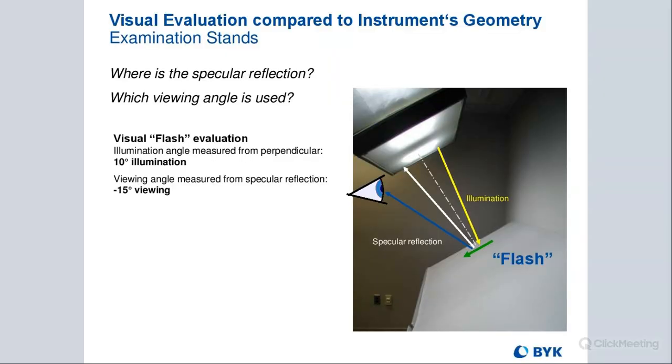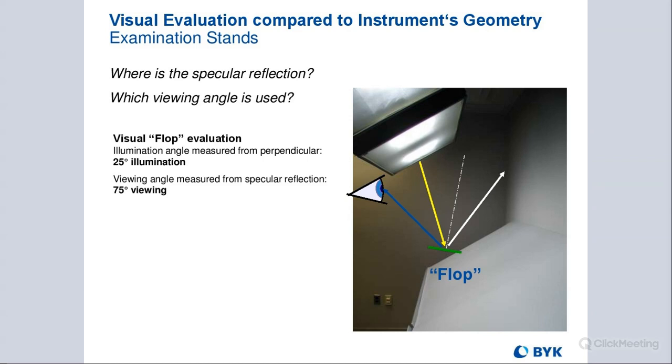If we look at the flash, now we're illuminating at 10 degrees, and our viewing angle from specular reflection is minus 15. So this is not how we do it in the instrument again, but we're just giving you examples to show you what you can do in the light booth to match as closely as possible to the instrument. And then here's the flop. So now we're illuminating at 25 degrees, and our viewing angle from specular reflection is around 75 degrees.